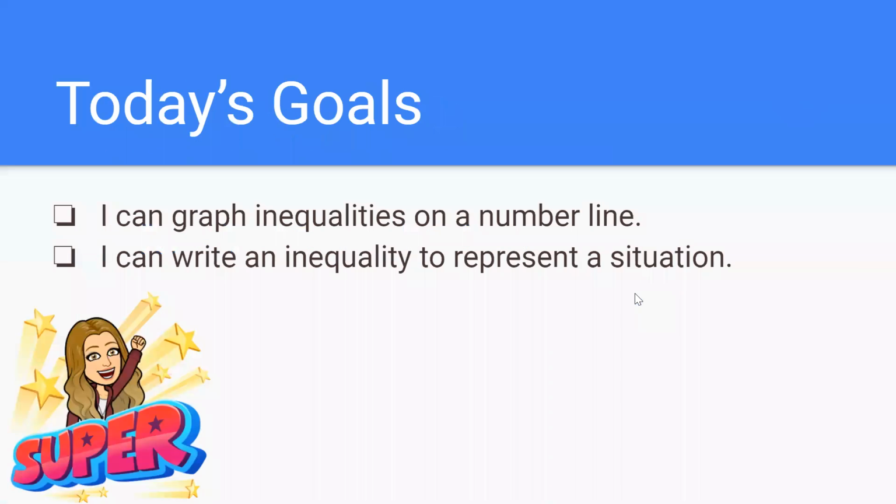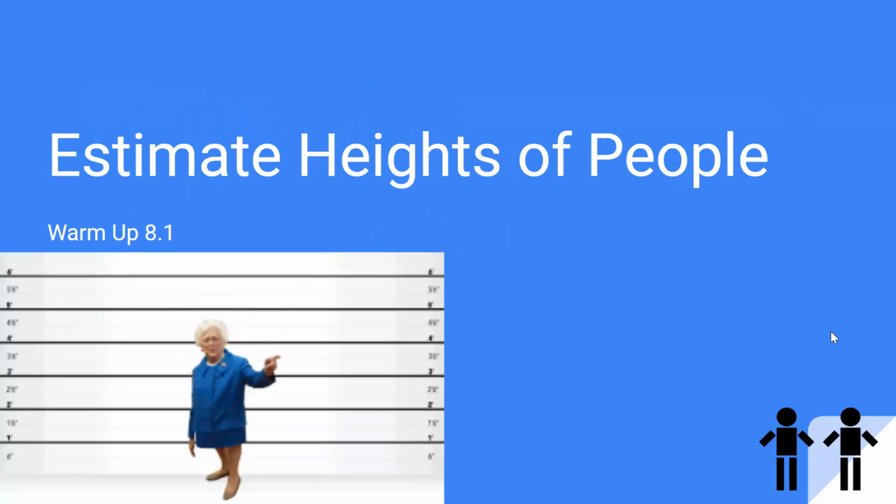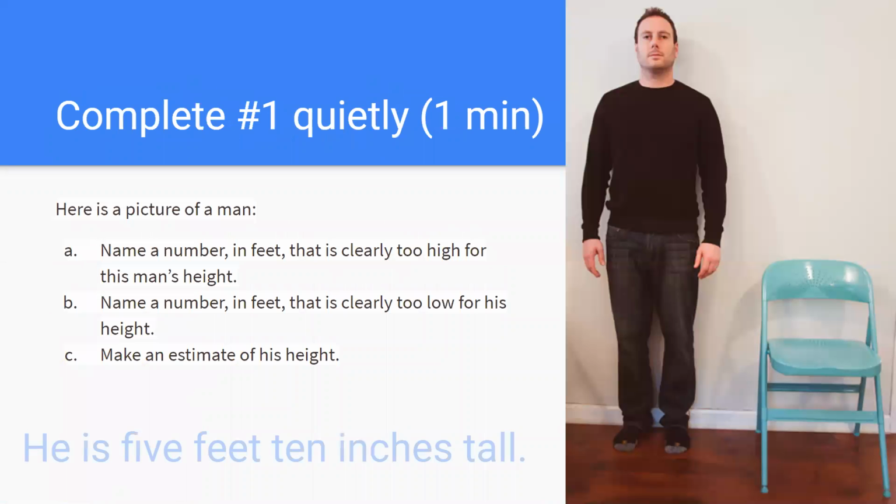Today, specifically, we're just going to write inequalities. Our goal for today is that you will be able to write an inequality to represent a situation. And then by the end of our Zoom class on Tuesday, you should be able to graph an inequality on a number line. This activity here, estimating heights of people, is actually going to be our warm-up for Zoom class tomorrow. So we're going to skip through it a little bit.